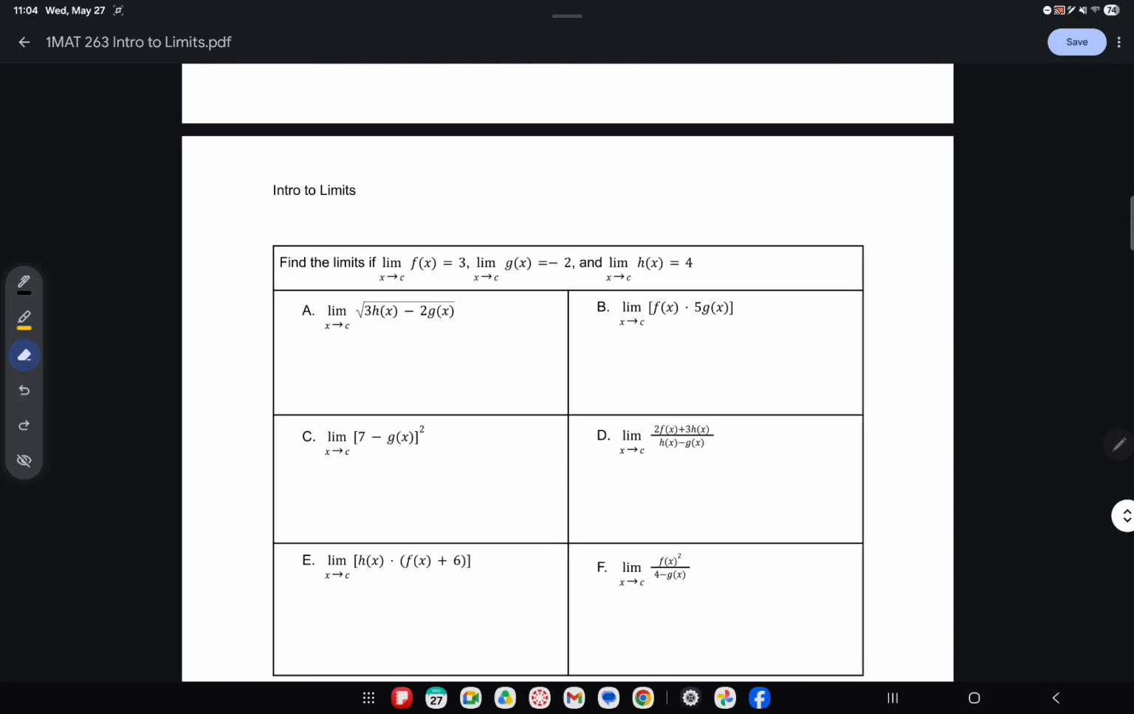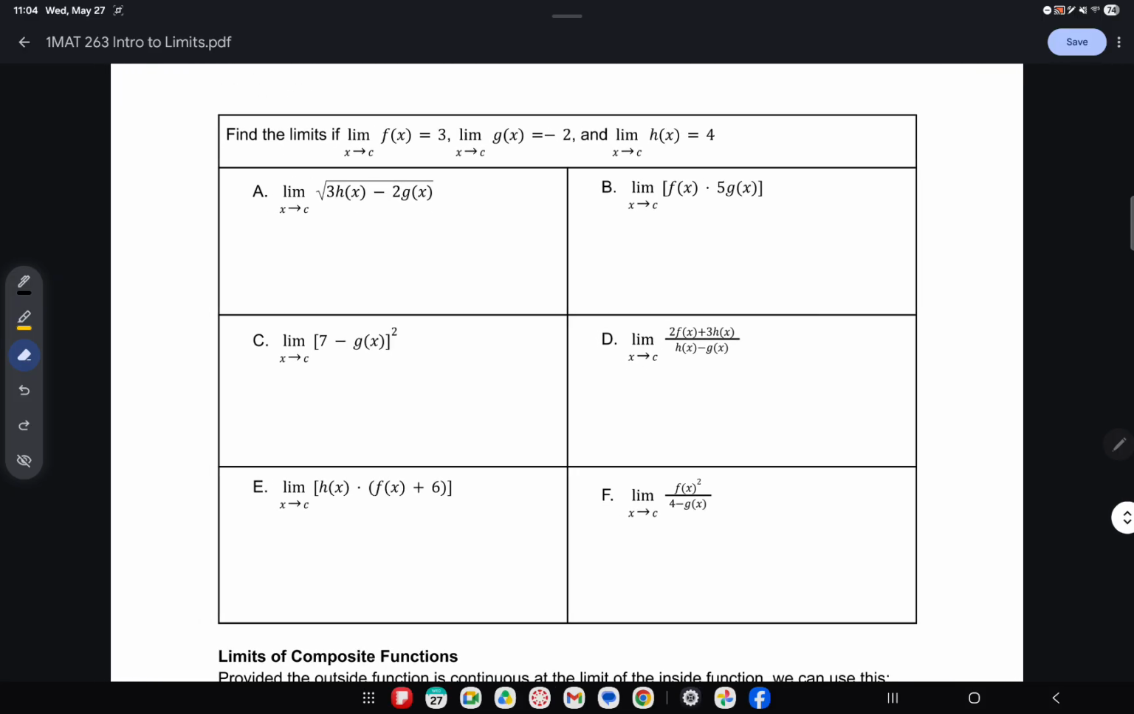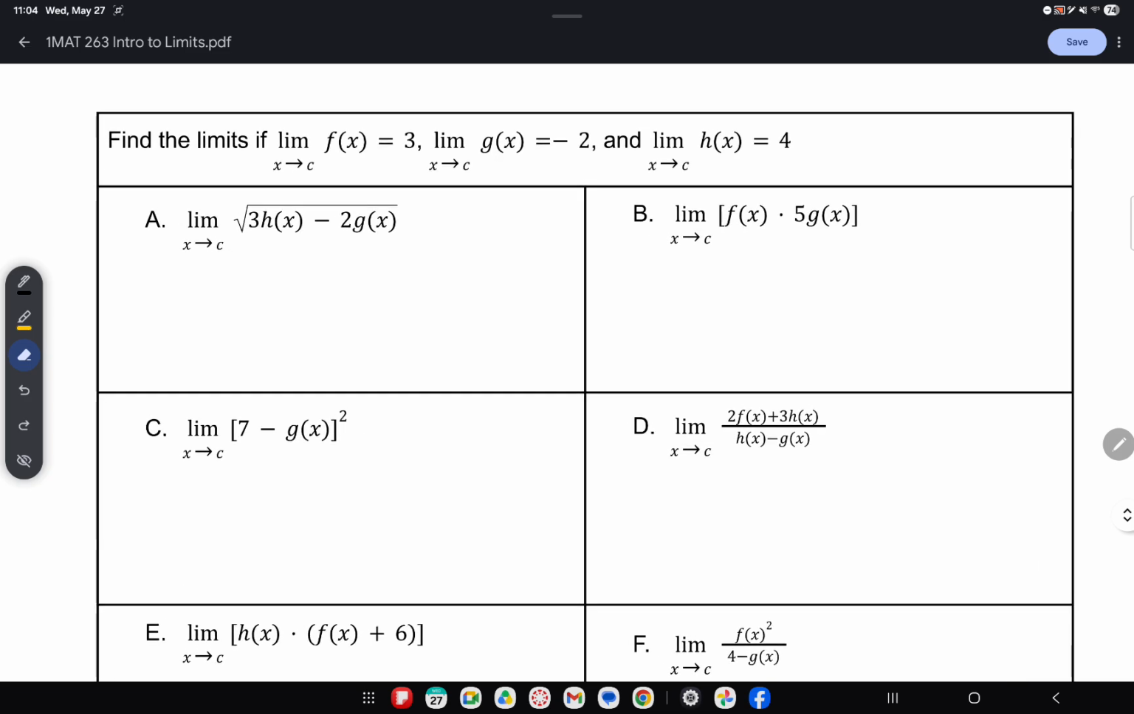Let's maybe do some from a number perspective. I almost was going to say equation, but we don't have equations yet. So we have the limit as x approaches c for f of x is 3. The limit as x approaches c for g of x is negative 2. And the limit as x approaches c for h of x is 4. So let's continue to apply these properties.